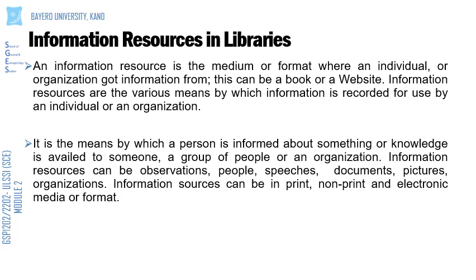So information resources are the various means by which organized information is recorded for use by an individual or an organization. It is the means by which a person is informed about something or knowledge is made available to someone, a group of people or an organization. So information resources can be observations made by people, can even be the people themselves, or speeches made, or documents you see, or pictures. At times, they can even be the organization itself as a source of information. So information sources can be in print, non-print, and electronic format.